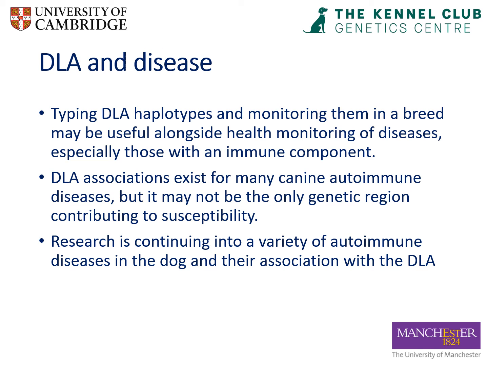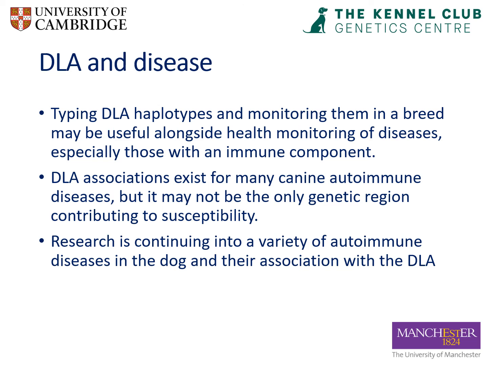So just to end with, it might be useful to discuss DLA and disease a bit more. I've touched on the fact that there have been associations of the MHC regions with diseases, especially those with an autoimmune basis. So in terms of knowing what your breed's DLA diversity is, it might be useful to type haplotypes and monitor them in your breed. And it's probably useful alongside health monitoring of conditions, especially if you do have an immune-related condition in your breed.